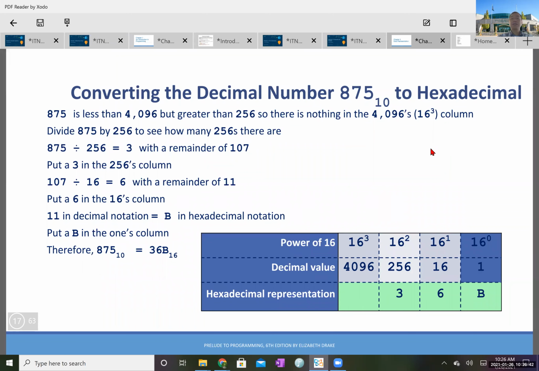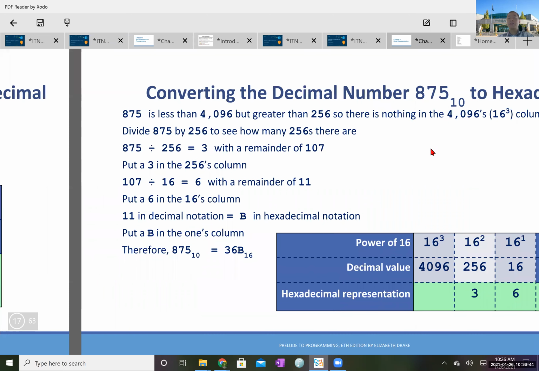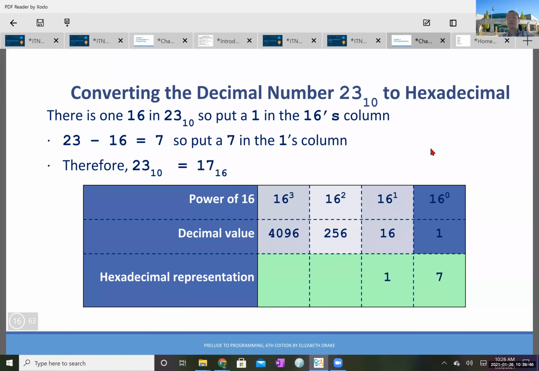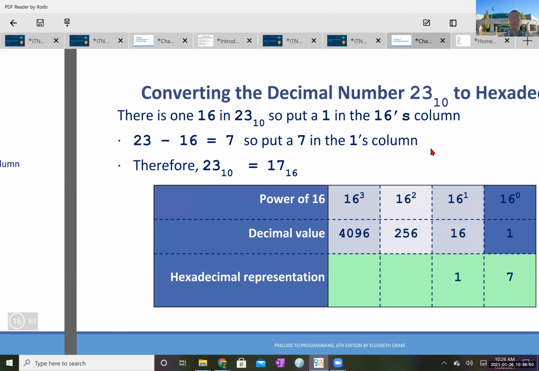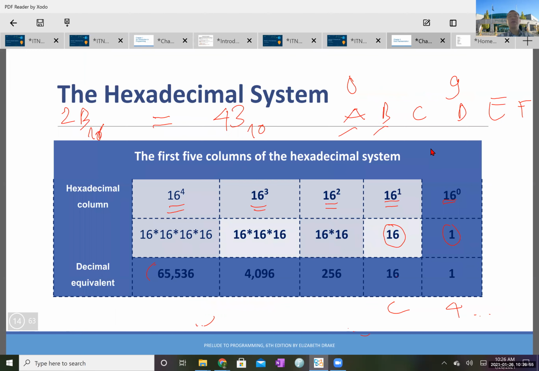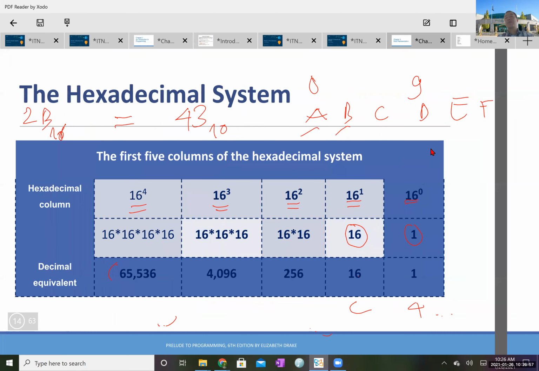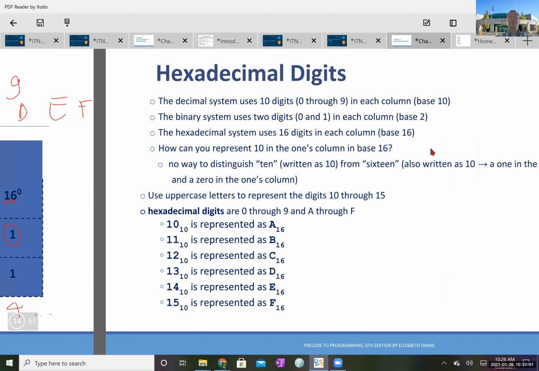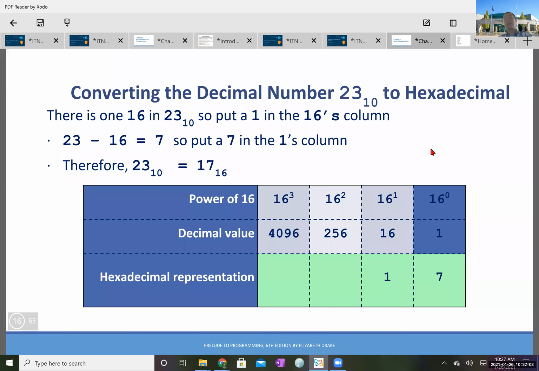Okay, so now what's the next thing? The example I gave you was converting from hexa to decimal, and now if we want to convert from decimal to hexa, the process is in the reverse way.